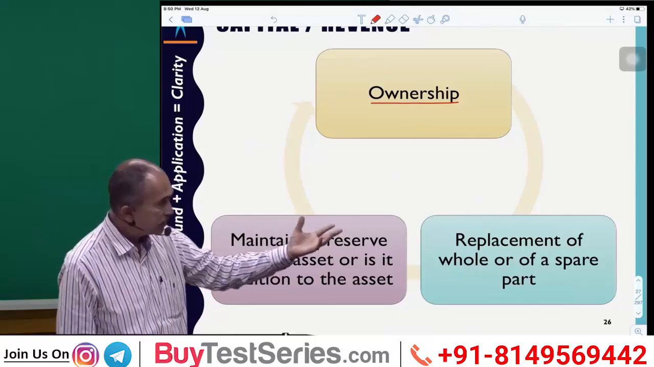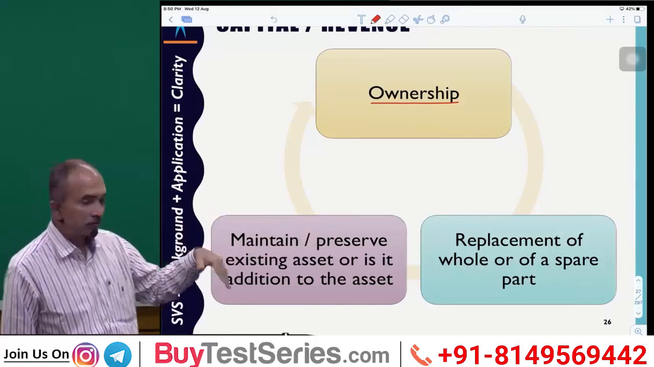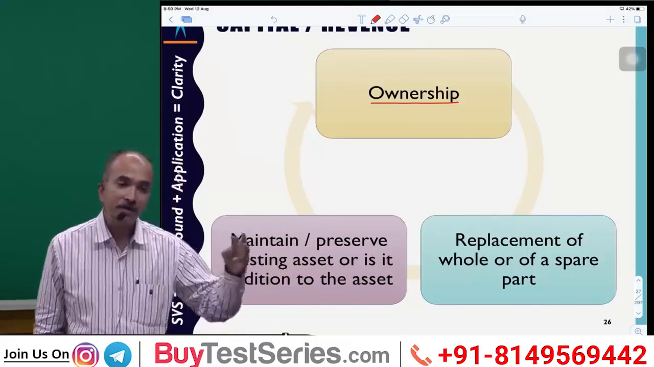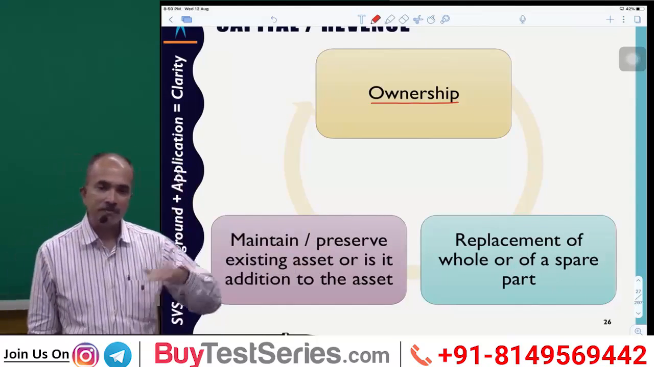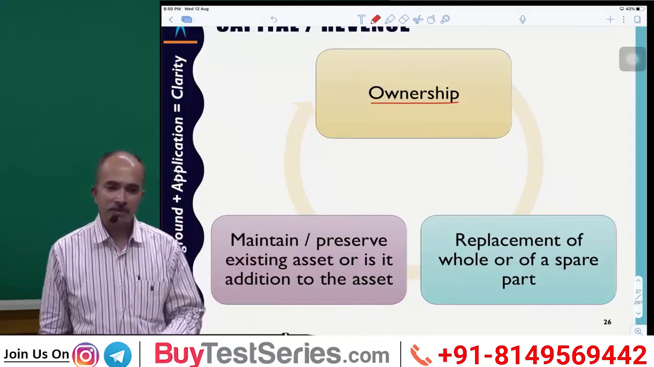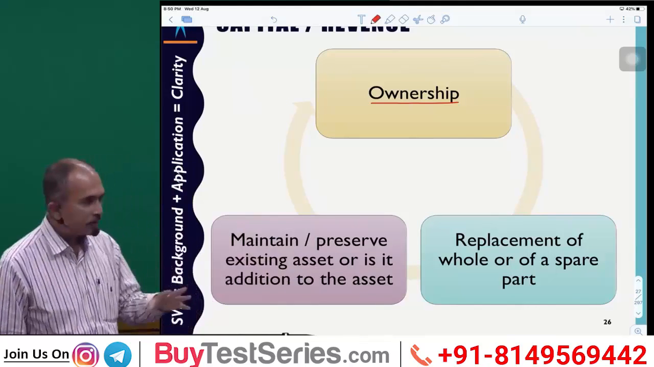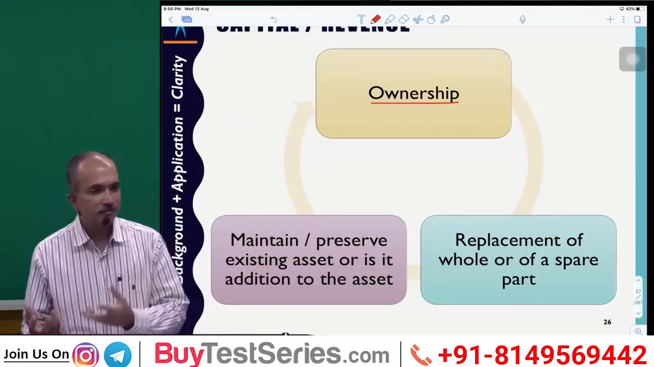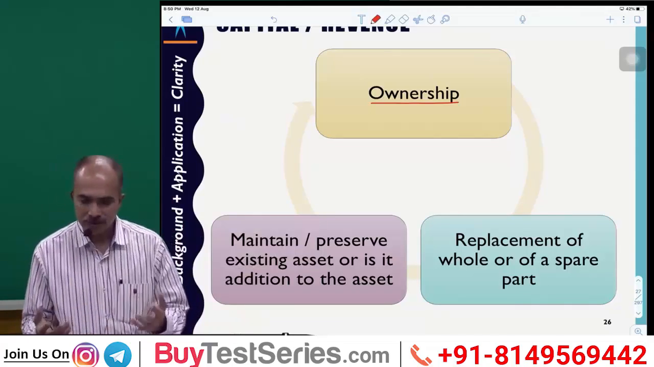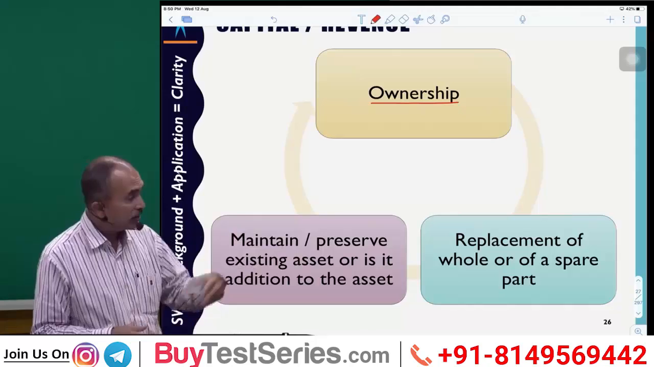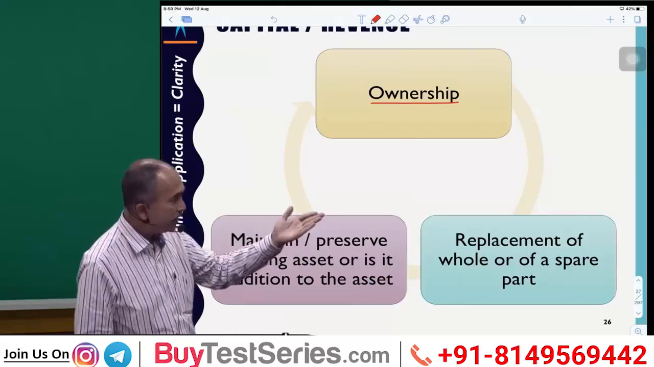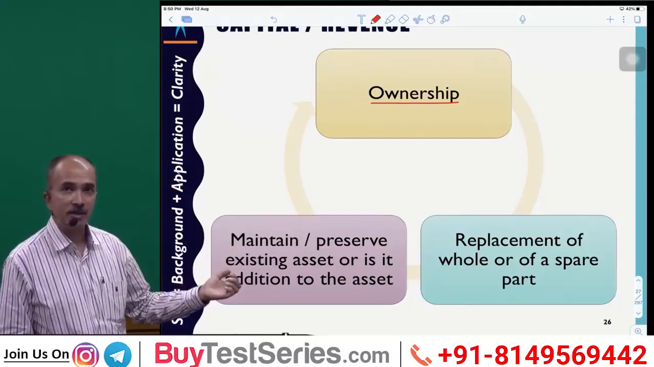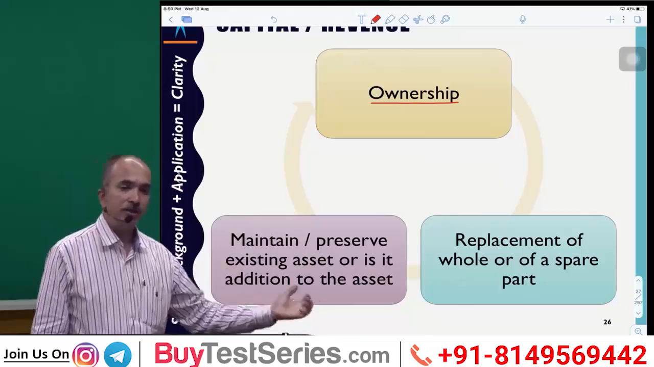Another point which we discussed, is it a replacement of the whole or of a spare part? Am I replacing the full machine or a spare part of the machine? If I replace the whole machine, capital. Part, it is current repairs. Am I incurring expenditure to maintain or preserve the existing asset? Or is it an addition to the asset?